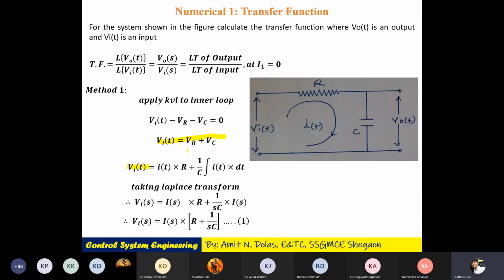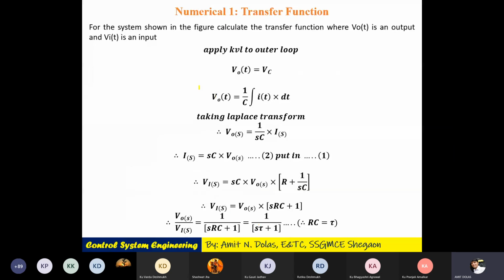And what is Vi of t? We have to write this voltage in the time domain. It is simply i of t, the current passing through it, multiplied by the resistance, plus the voltage across the capacitor, that is 1/C integral of i of t dt. Okay, this is complete. And then we take the Laplace transform. So Vi of S will be equal to I of S into R plus 1 by S into I of S, so 1 by SC into I of S. Taking I of S outside, Vi of S will be equal to I of S into R plus 1 by SC. Equation number 1.